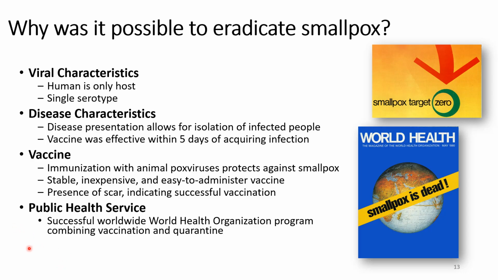Finally, the Public Health Service. The World Health Organization was successful in launching a massive vaccination campaign that was accompanied by quarantine policies. So again, identifying infected people and quarantining them so that they don't spread the infection. Altogether, these formed a very good environment to eradicate smallpox. So the world could celebrate smallpox eradication. This was a historical moment.